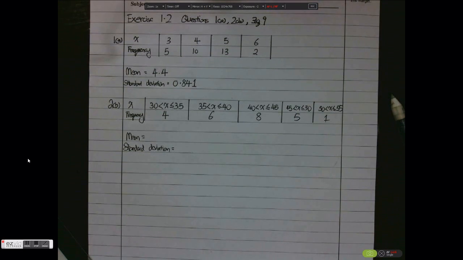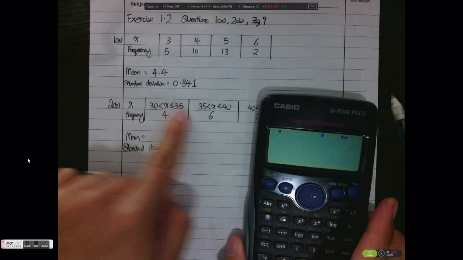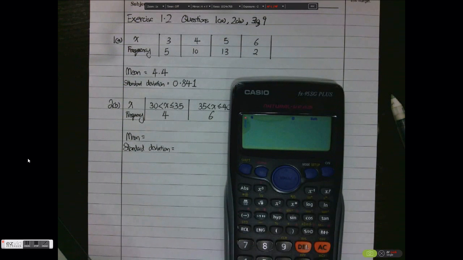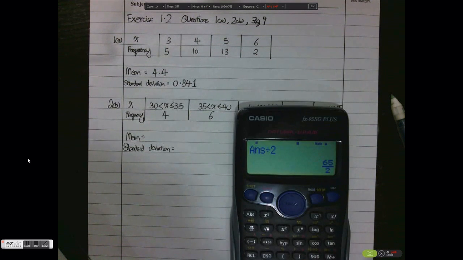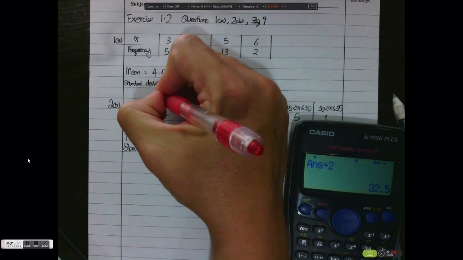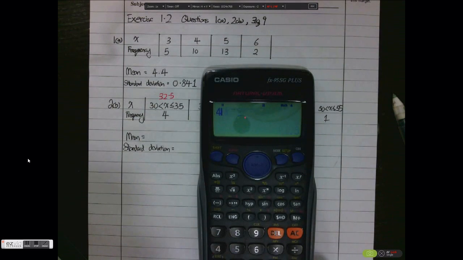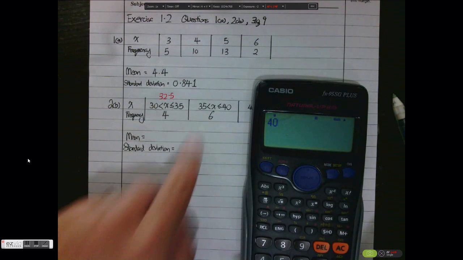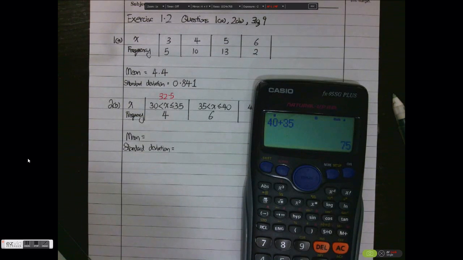The value that I would use is the value that is in between. What do we mean by in between? Like 30 and 35. How do I find the value that's in between? I take 35 plus 30, then I divide by 2. So this will give me 32.5. So I will write this down as 32.5. Similarly, for the next one, 40 plus 35 divided by 2 is 37.5.